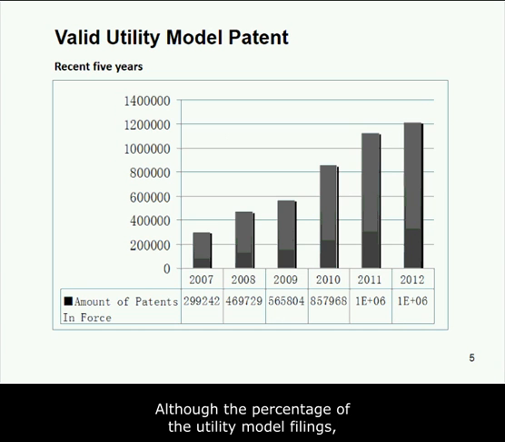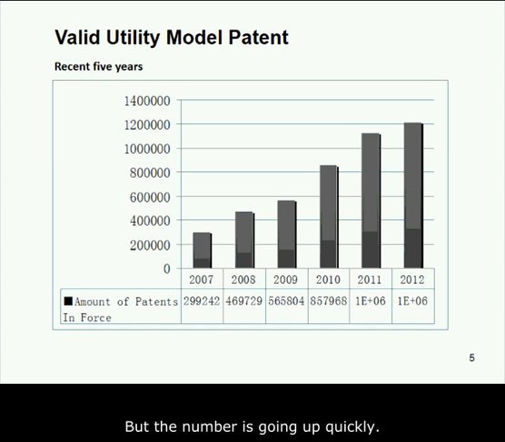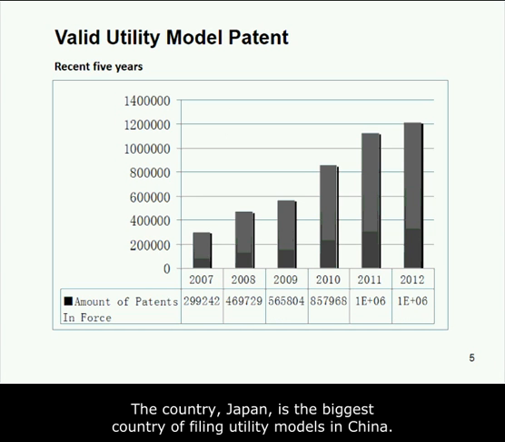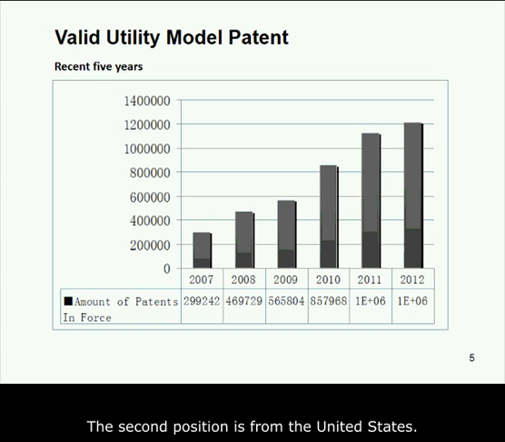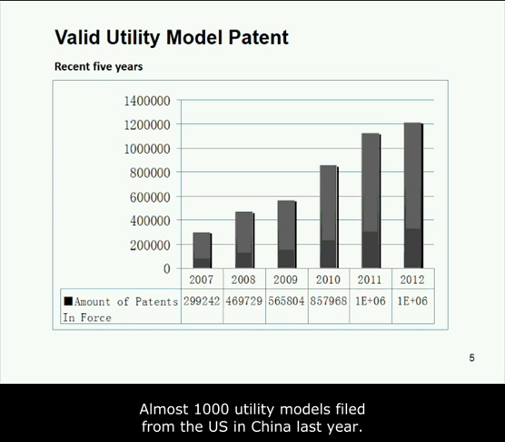Although the percentage of inbound utility model filings is still very, very small, almost just 1%, the number is going up quickly. Japan is the biggest country of filing utility models in China. The second position is the United States. Almost 1,000 utility models were filed from the U.S. in China last year.